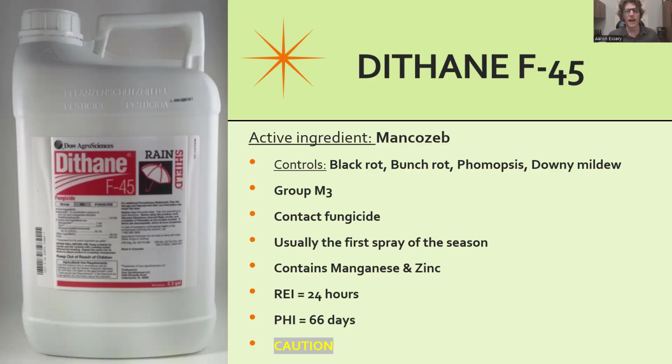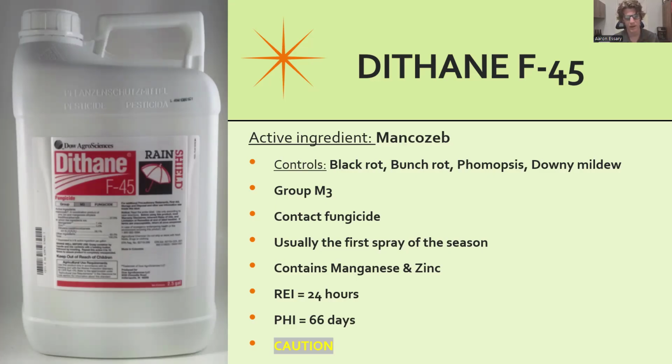The active ingredient in this one is mancozeb. Always pay attention to your active ingredient. Mancozeb is the chemical used to kill a fungus. It controls black rot, bunch rot, phomopsis, downy mildew. Here it is, I think it's April 8th today, 2026. I've already sprayed Dithane twice. You see, you use this one early.